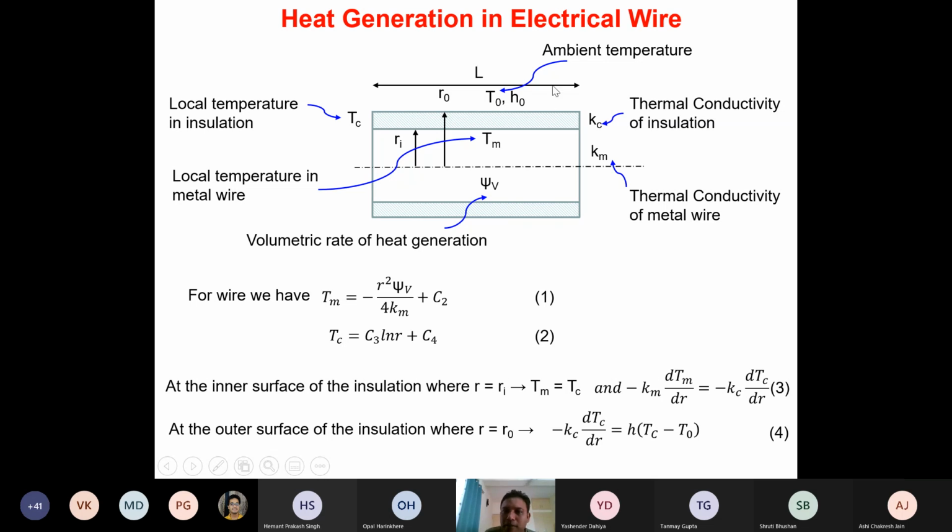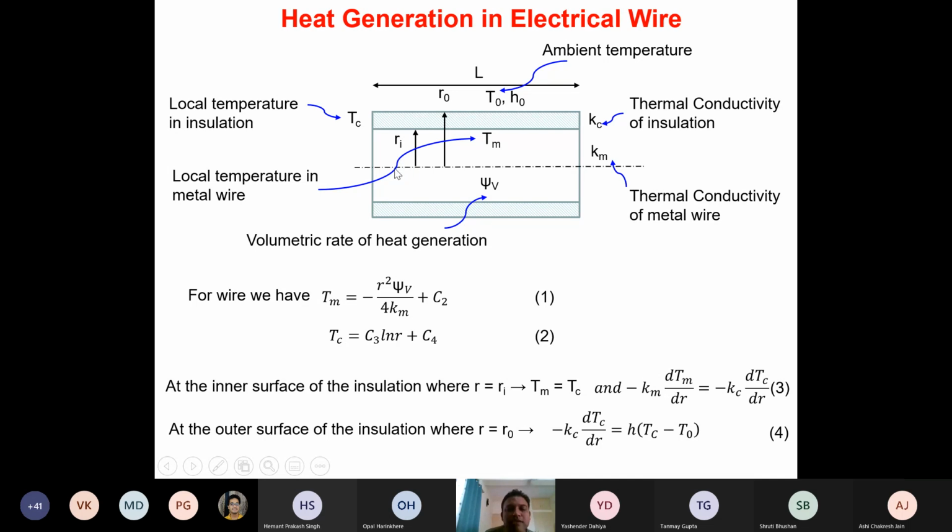When R equals Ri, that is the boundary of the insulation here. At this location, my temperature Tm should be the same as Tc. That is the first condition: Tm should be equal to Tc. And another condition is that whatever heat is conducted at this boundary should be the same as the heat conducted inside the insulation here. So minus Km dTm by dr should be equal to minus Kc dTc by dr. So this is the continuity equation, isn't it? We are assuming that there is a continuity of heat transfer taking place exactly at the boundary. Okay, so this is another condition.